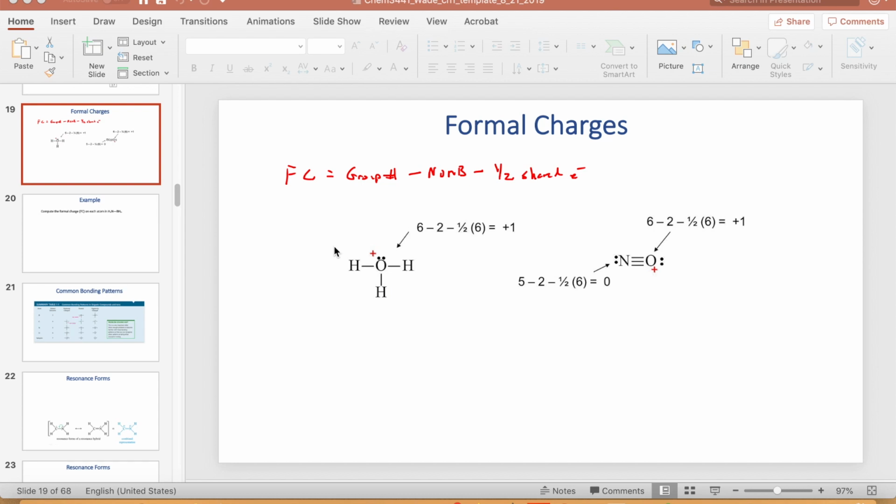All right, so we left off and we were talking about formal charges here. And so remember, we just said that formal charge is the group number minus the number of non-bonding electrons minus 1/2 of the shared electrons.